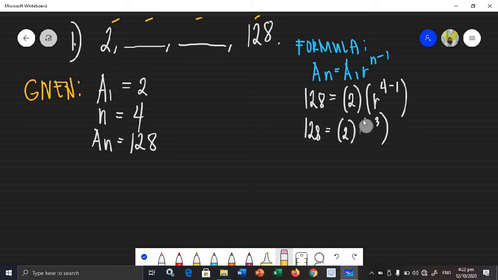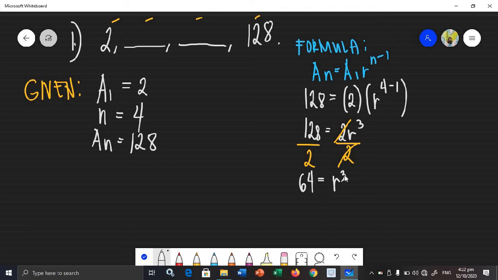Or para hindi tayo malito, tanggalin nga natin yung parentheses. Okay? So, r raised to 3. Ganyan kasi yan eh. No? Nakakalito kapag may parentheses. So, kailangan ma-isolate si r kasi we are looking for the value of r. That's why we need to divide both sides of the equation by 2 para ma-cancel na yung 2 na katabi ni r. So, cancel na yan. Therefore, 128 divided by 2, that is 64, is equal to r cubed.